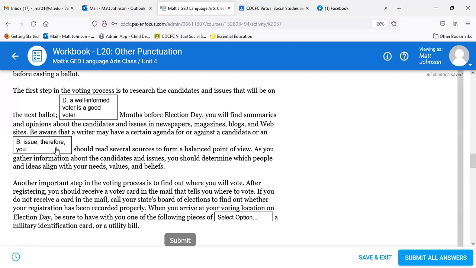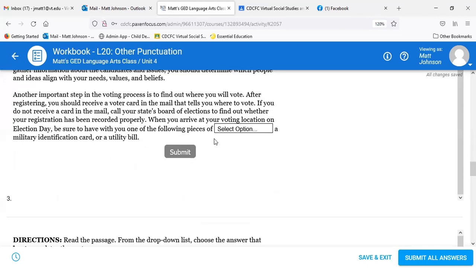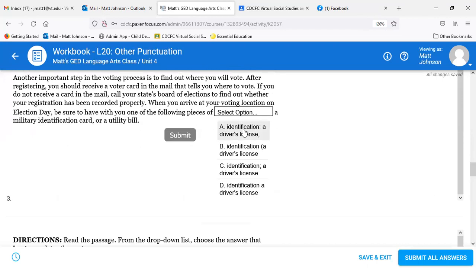As you gather information about the candidates and issues, you should determine which people and ideas align with your needs, values, and beliefs. Another important step in the voting process is to find out where you will vote. After registering, you should receive a voter card in the mail that tells you where to vote. If you do not receive a card in the mail, call your state's Board of Elections to find out whether your registration has been recorded properly. When you arrive at your voting location on election day, be sure to have with you one of the following pieces of identification. Tracy, what punctuation do we want to put here?